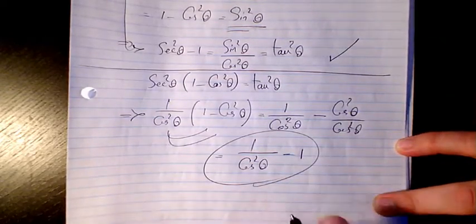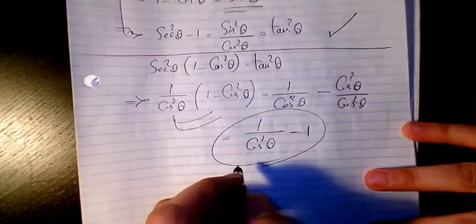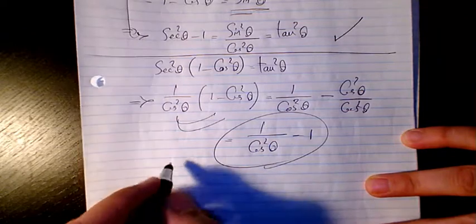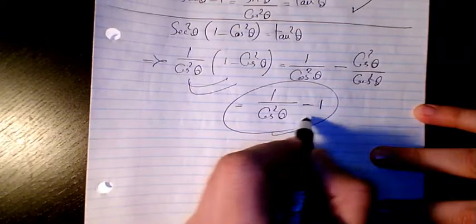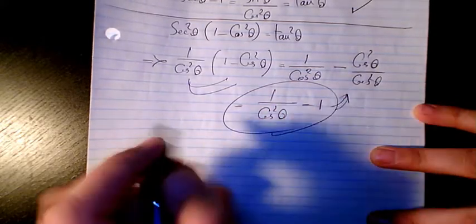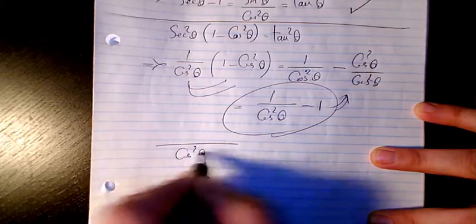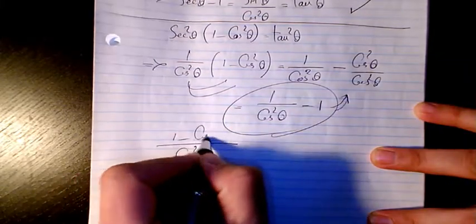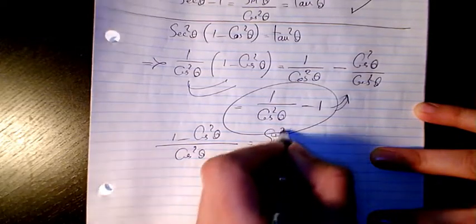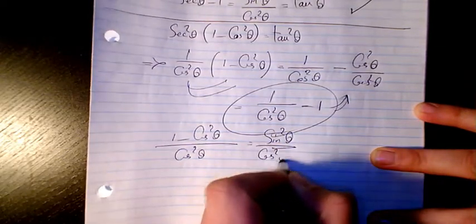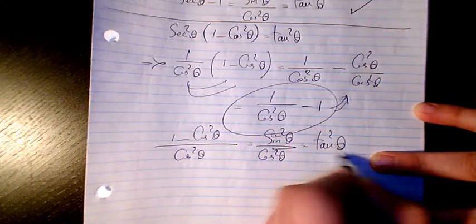So it will be 1 over cosine square theta minus 1. So far so good. I need to have it like that. And what else I can do? If I go back again, so it was too early to simplify it, so I have cosine square theta here, so I will have 1 minus cosine square theta. So 1 minus cosine square theta will be sine square theta divided by cosine square theta. So sine over cosine is tangent, so it will be tangent square theta.